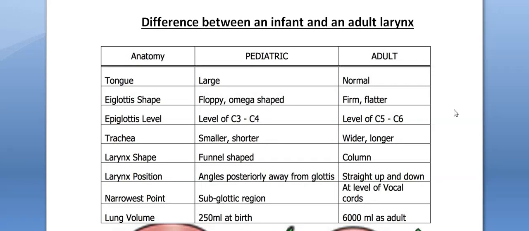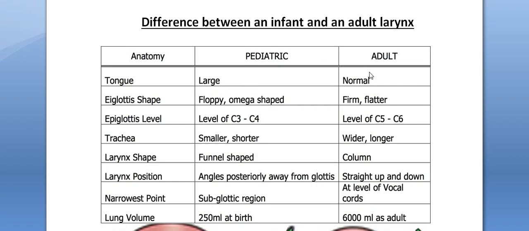Interesting topic for today's discussion is differences between infant and adult larynx. So in pediatric age group, the tongue, which is right in front of or above the larynx, we can call it really large, whereas in adult it is of normal size. Epiglottis is also large and it is floppy, thereby it folds on itself forming omega shape.